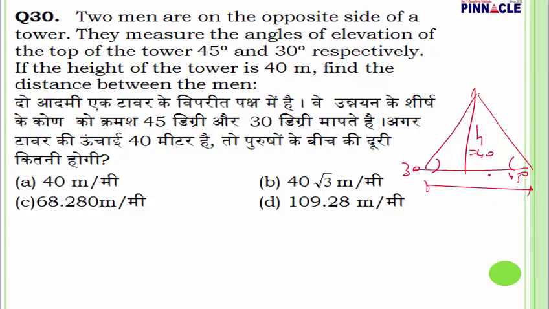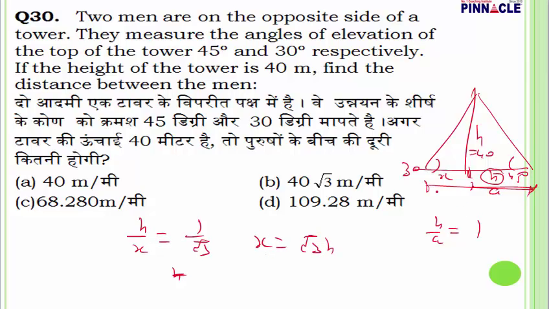So this is H, because tangent 45, if this is for example A, then H by A is equal to tangent 45, that is 1. So H is equal to A, it means you can directly put H here. Let's say this is X, H by X is equal to tangent 30, that is 1 by root 3. So X is equal to root 3 H. Total distance would be root 3 H and H, which is equal to H into root 3 plus 1. H we have already been given, that is 40.